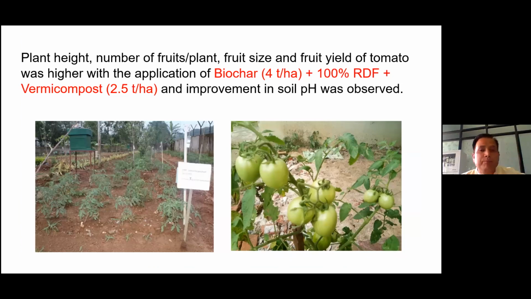Then we have also conducted one experiment where different combinations of biochar with vermicompost and FYM we have tested for a fruit crop. We found that if we apply biochar at the rate of 4 ton per hectare with vermicompost at the rate of 2.5 ton per hectare along with the recommended dose of fertilizer, we can improve the soil acidity problem. And of course, we are getting higher fruit yield.